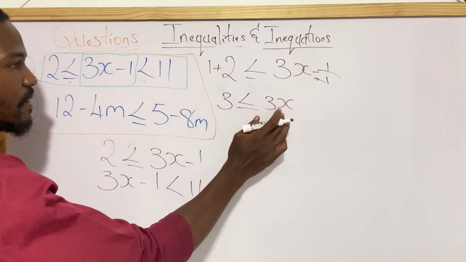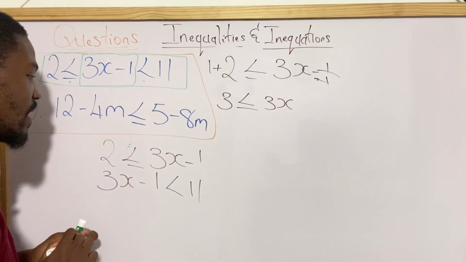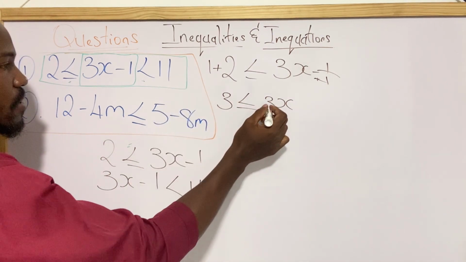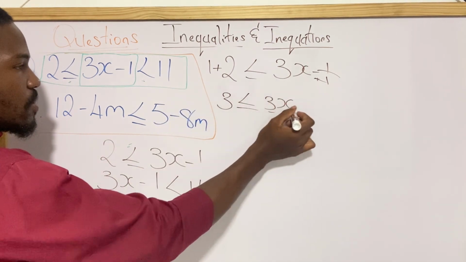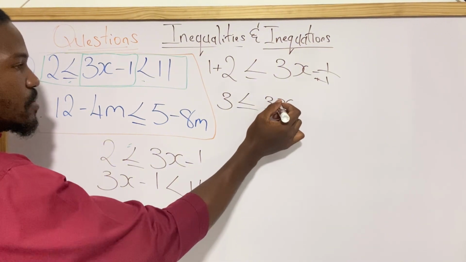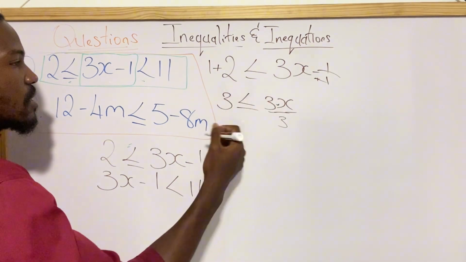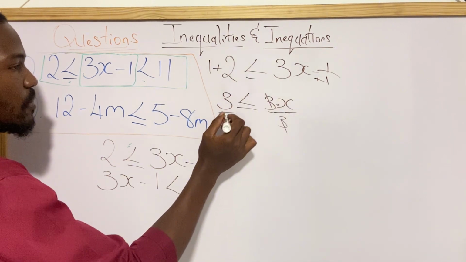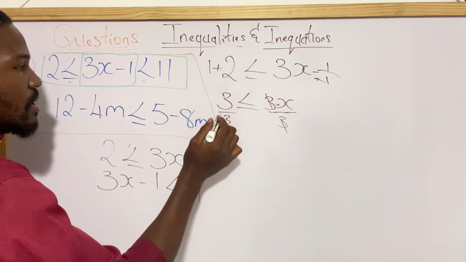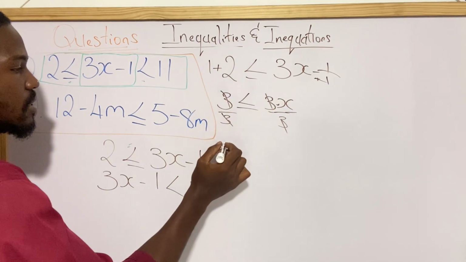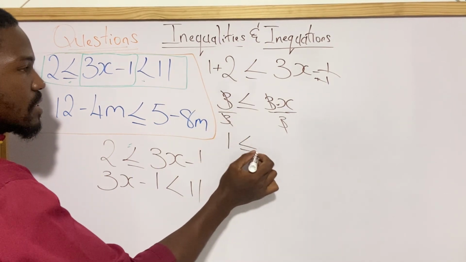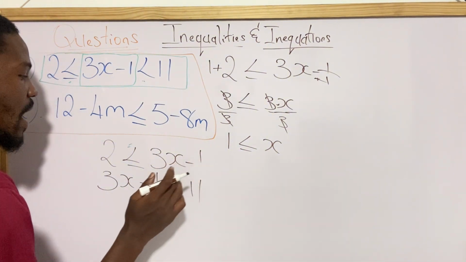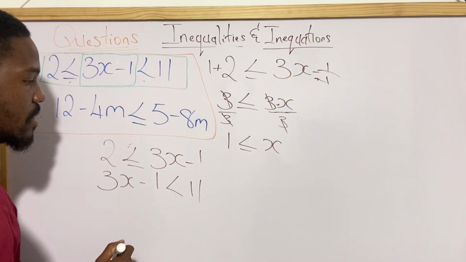Then we want to solve for x. Always remember that the aim is to solve for the variable. So we need to get rid of this 3, so we divide both sides by 3, since we're multiplying by 3. The opposite of multiplication is division. If we divide it here, we also have to divide it there. The 3's cancel out, and I'm left with 1 is less than or equal to x. So that's my first answer.